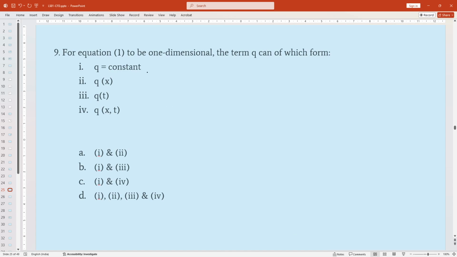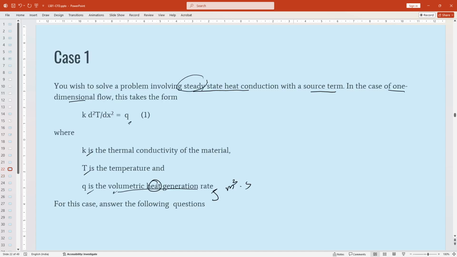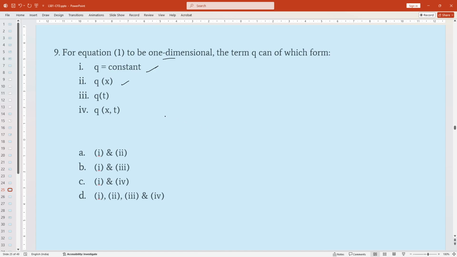So the direct question: to keep it in one direction, it should be either constant or a function of x. And if you see, the condition is telling steady state, so there is no variation with respect to time. So giving Q, the volumetric heat generation, as a function of time is not acceptable. So the third and fourth statements cannot be accepted, and only these two statements can be accepted. So option A, that is statements 1 and 2, is true.